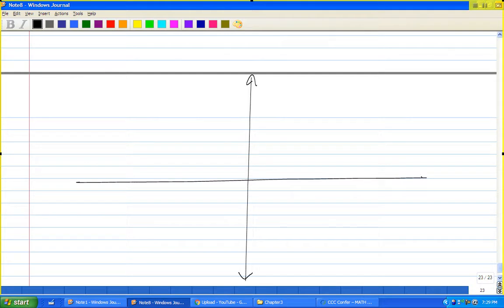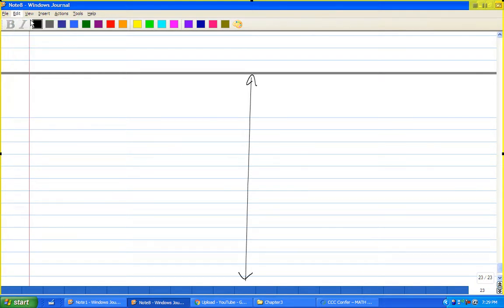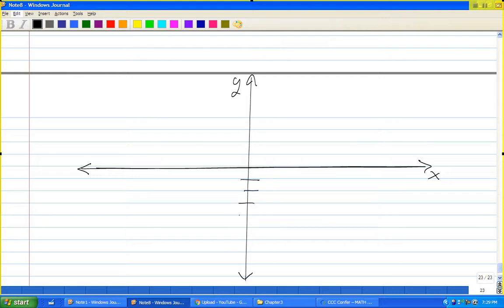It's a little crooked. Okay. So let's do this. Keep missing. Okay.